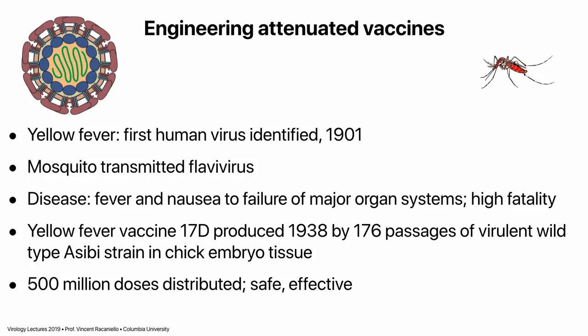We decided to make a vaccine. Actually, Max Theiler here at the Rockefeller made the vaccine by passing a wild strain 176 times in chick embryo tissue. And that attenuated the virus. If you go and get the yellow fever vaccine, that's the virus you're getting that Max Theiler made. We've distributed a lot of doses. It's safe and effective.